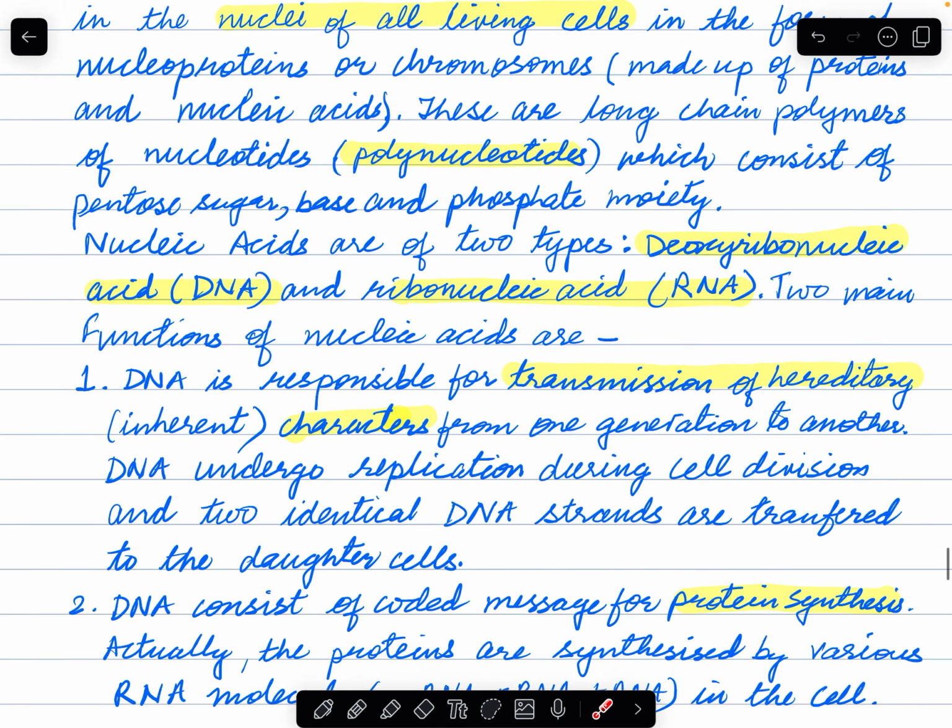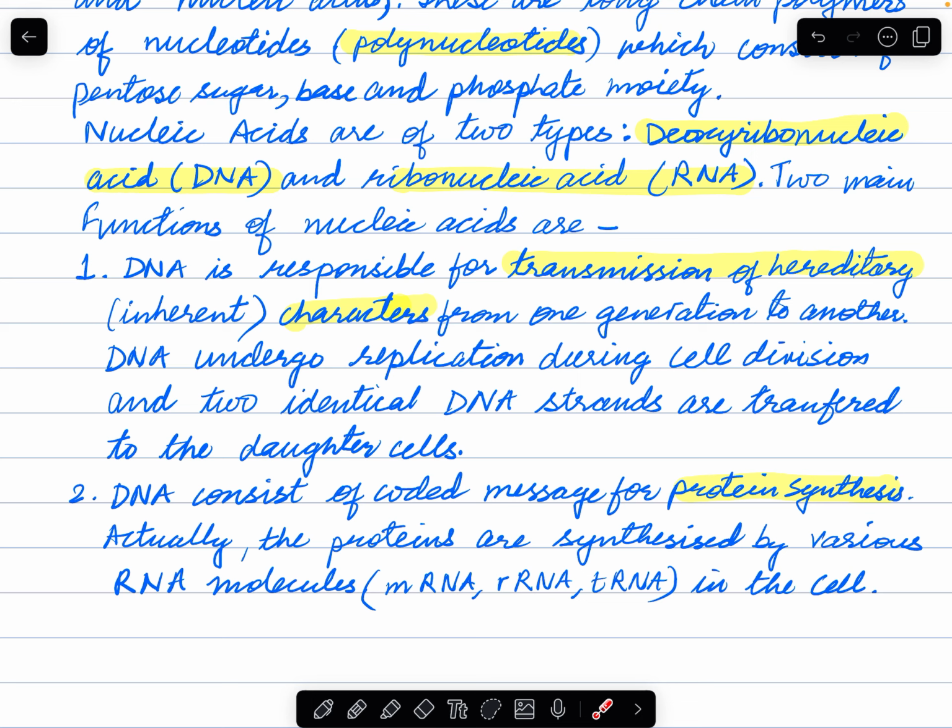Now, two main function of nucleic acids. The very first function, the inherent characters from one generation to another generations are transferred via DNA. So, DNA is responsible for the transmission of the inherent characters or for the heredity. And DNA undergo replication, that means it produces carbon copy of itself at the time of cell division. Therefore, two identical DNA strands are transferred from the mother cell to the two daughter cell.